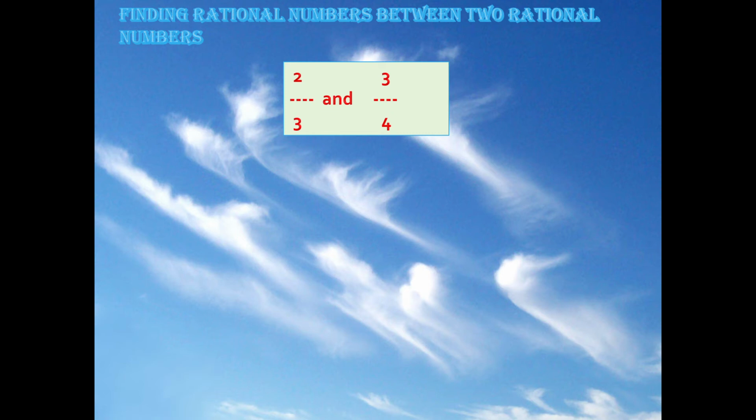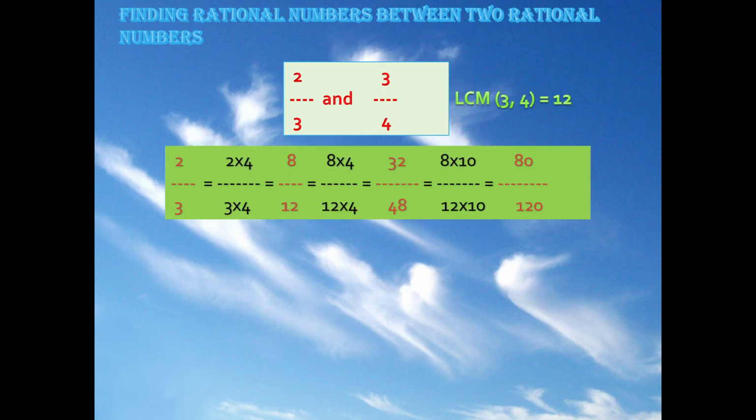So we need to find the equivalent form of these two rational numbers with the same denominator. To find the denominator, we need to find the LCM of both the rational numbers. So for 3 by 4, the LCM is 12, and now we can write 2 by 3 as 8 by 12 also, and 32 by 48 also, and 80 by 120 also.